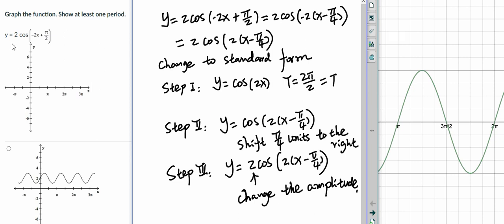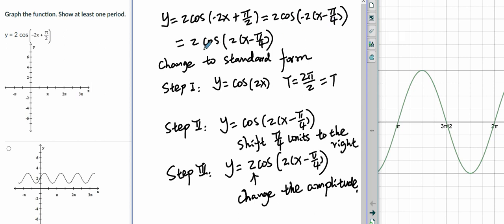Let's see how to graph y equals 2 cosine x subtract negative 2x plus pi over 2. The first step is to change this form into the form like this. We first take negative 2 out after the cosine, and then we know it's going to be like this. Because negative 2 distributed to x, negative 2x, negative 2 times negative pi over 2 is positive pi over 2.